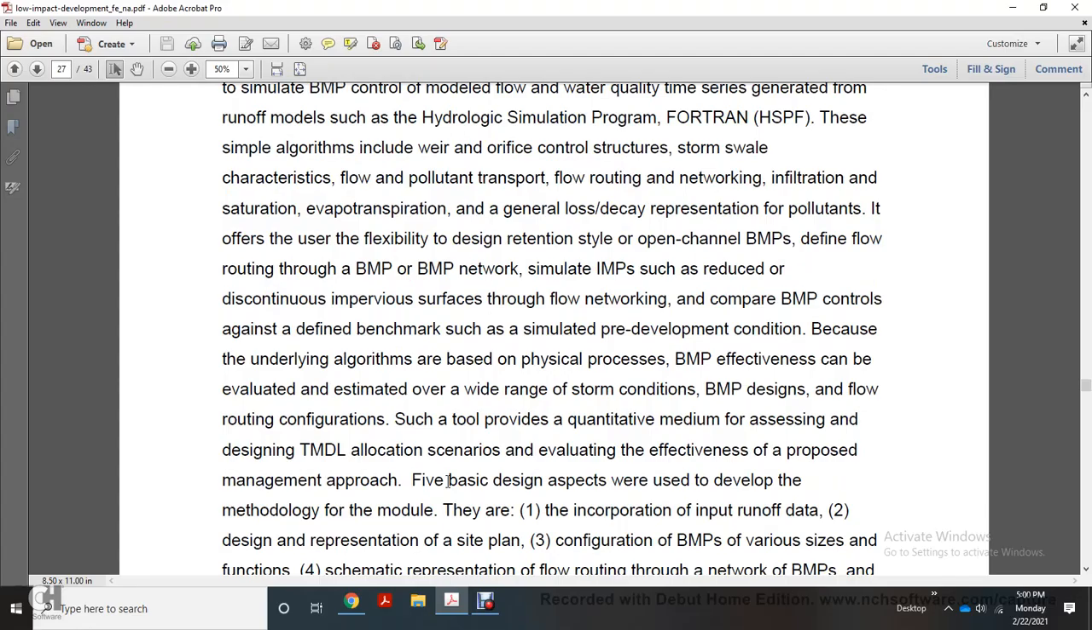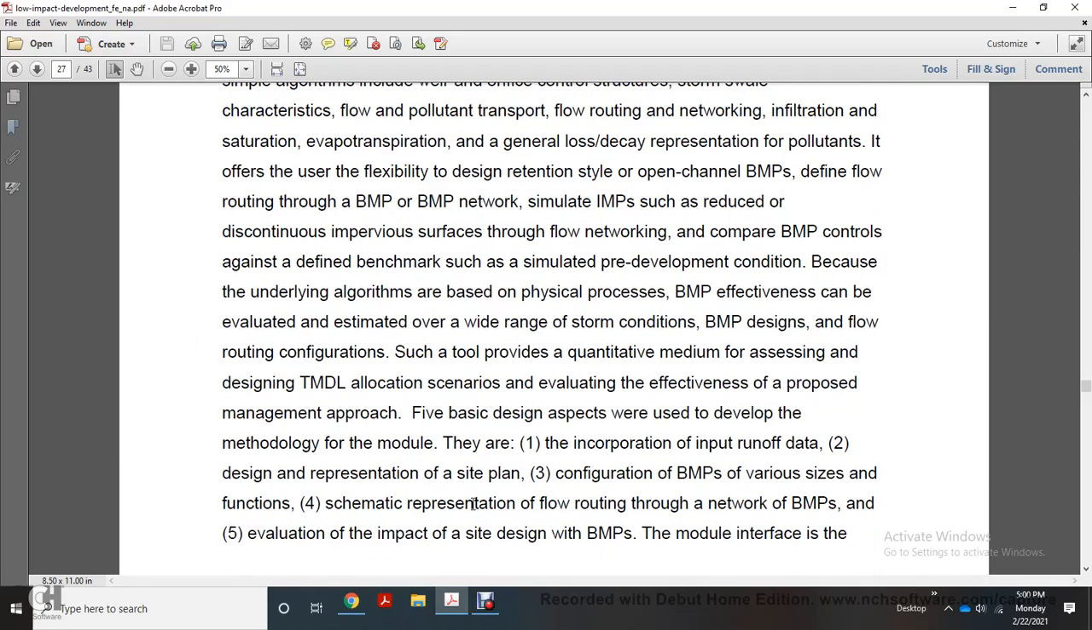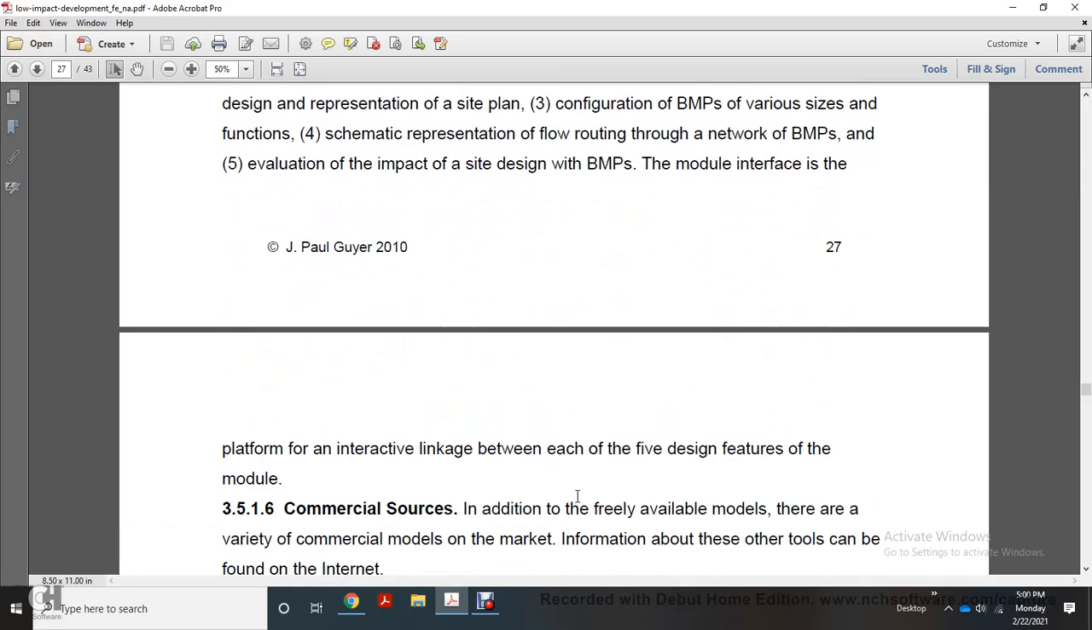Five basic design aspects which develop the methodology of the module are: 1. Incorporating the input of runoff data. 2. Design representation of the site plan. 3. Configuration of best management practice various sides of the function. 4. Schematic representation of flow routing through the network of best management practices. And 5. Evaluating the impact of site design on the best management practice. The module interfaces provide an interactive linkage between each of the five design features.